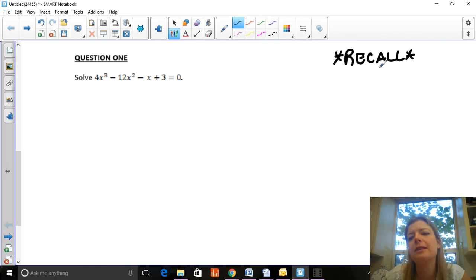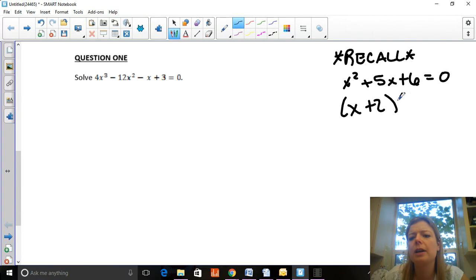So question 1, you'll recall, just a little recall of previous knowledge. Remember when you had stuff like this, x squared plus 5x plus 6 equals 0? Okay, so the way to solve this, a quadratic, is you could either factor or use the quadratic formula. So with the quadratic formula, this is b, c, and a, you put it in. But factoring, this would factor to x plus 2, x plus 3 equals 0. So x equals negative 2 and x equals negative 3 are the solutions to this equation.